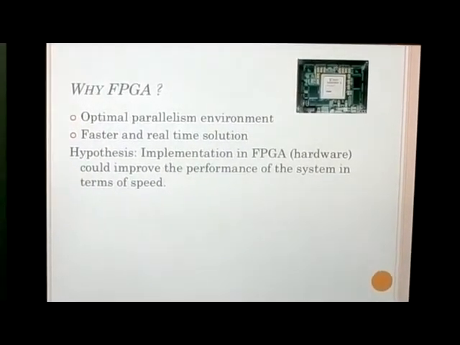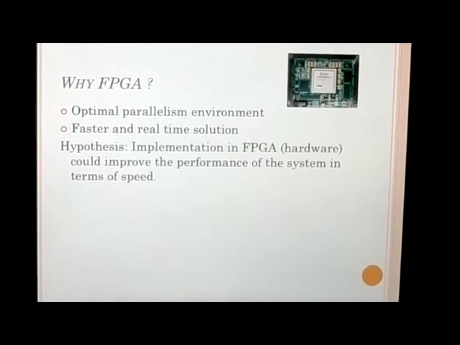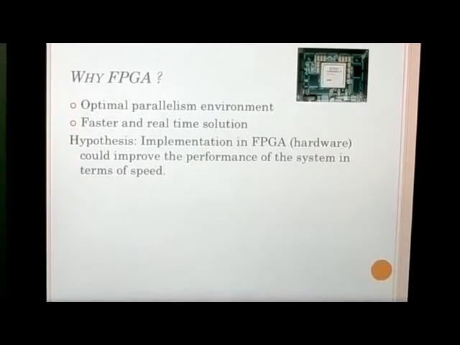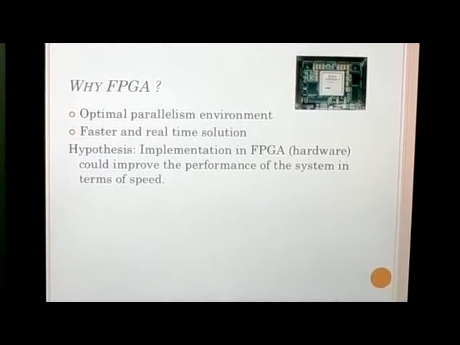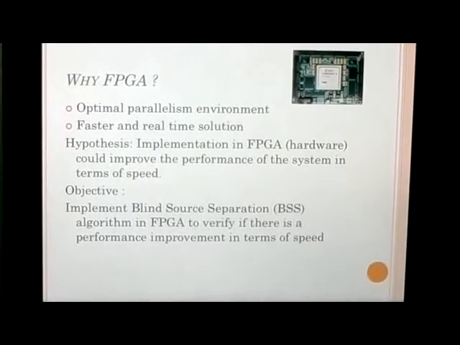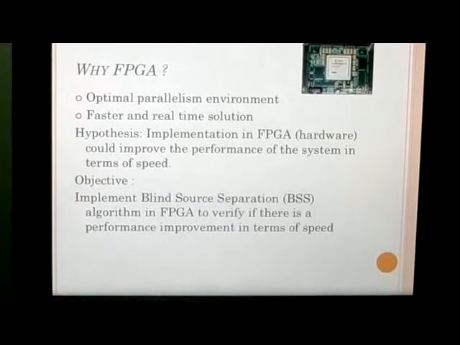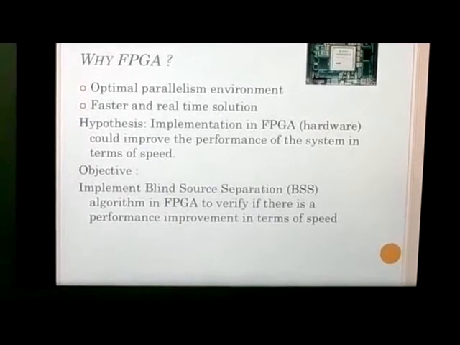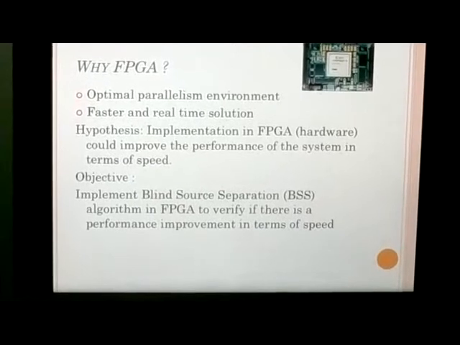Now, the hypothesis behind implementing on FPGA is that implementation in FPGA hardware could improve the performance of the system in terms of speed, because as we all know, FPGA provides a lot of speed. The objective behind why we are implementing it on FPGA: implement the blind source separation algorithm in FPGA to verify if there is a performance improvement in terms of speed.